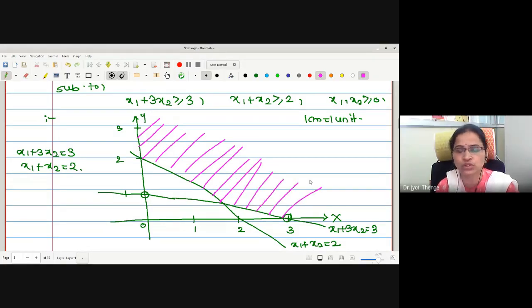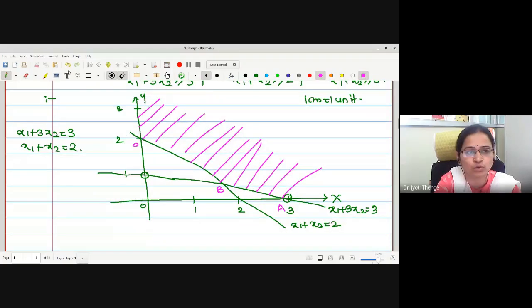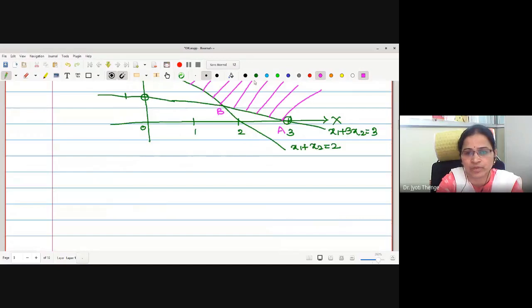Therefore, how many extreme or corner points are we getting? Three corner points. Let me name the points A, B, and C. The next step is to find the coordinates of all three points and find the value of the objective function at these three. The shaded region is the feasible region.